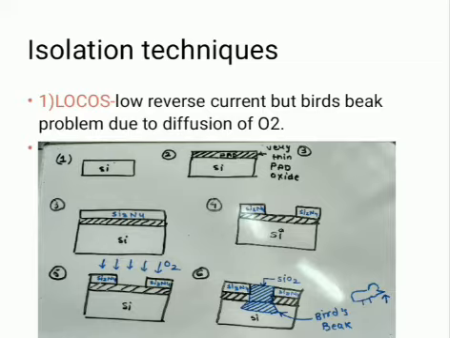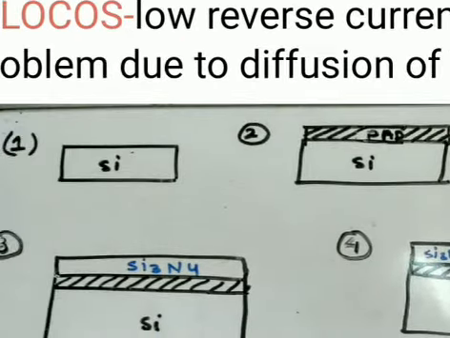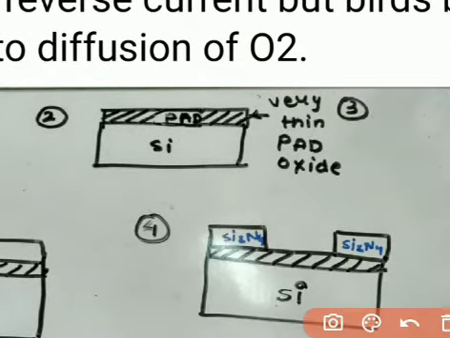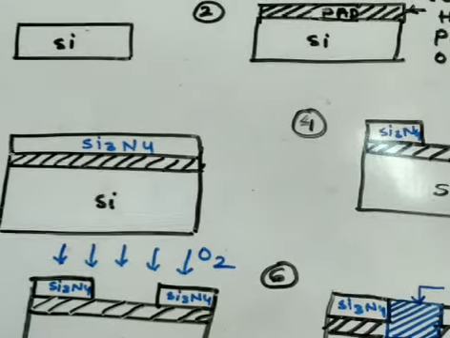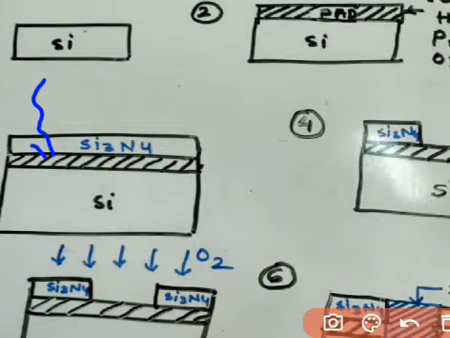The first one is LOCOS, local oxidation of silicon. Let us see the process here. We take a p-type substrate. Over this we grow a pad oxide, which is a very thin layer of oxide. Then next we apply silicon nitride. This silicon nitride is a mask against oxidation. It means it will not allow oxygen to come and react with the silicon.